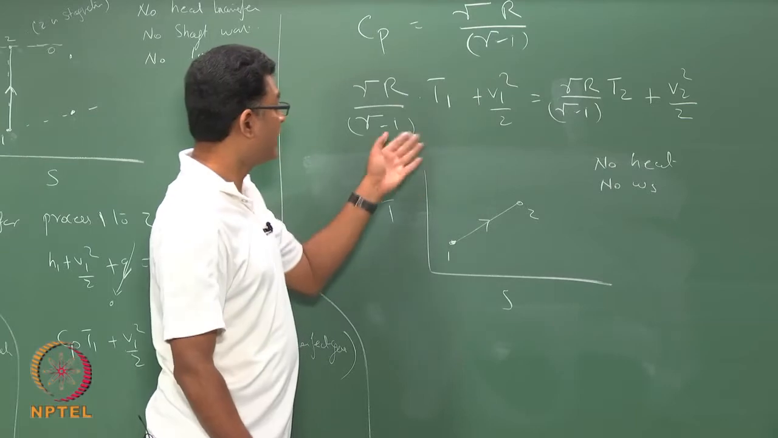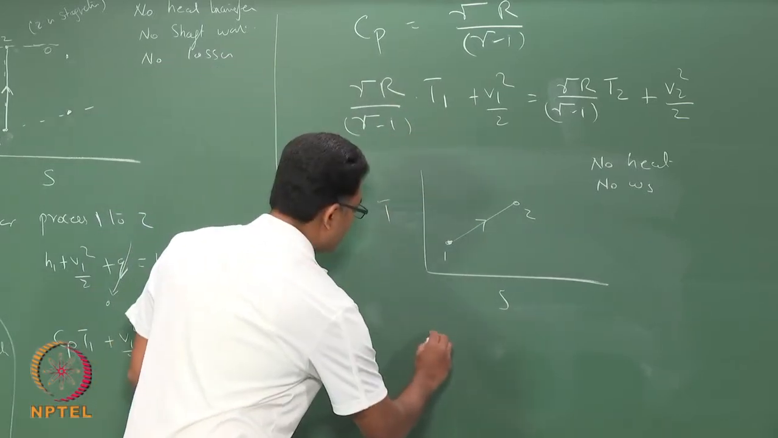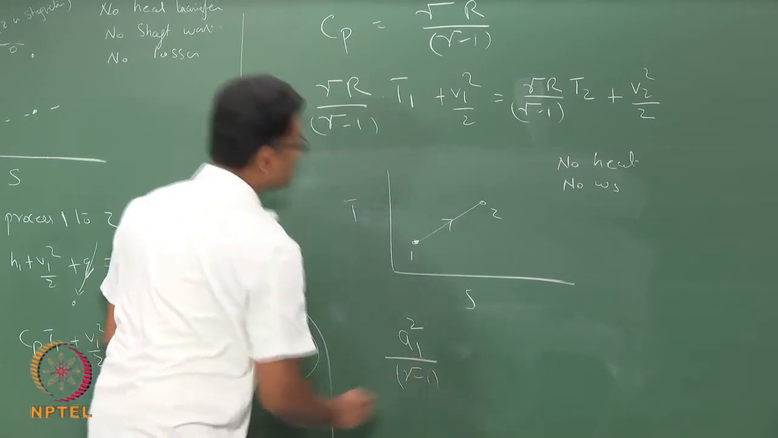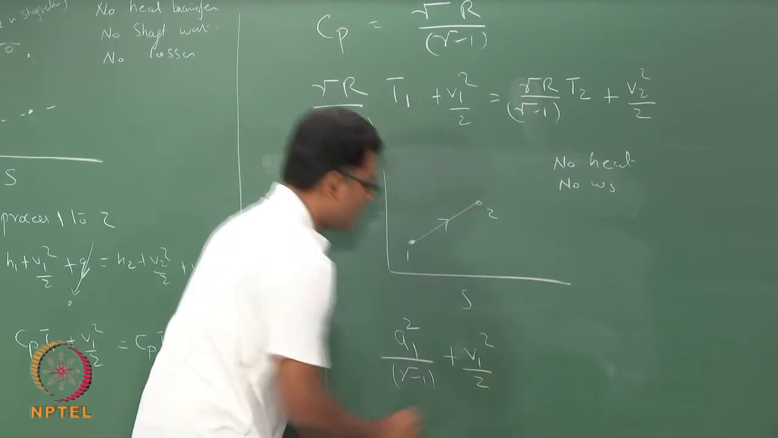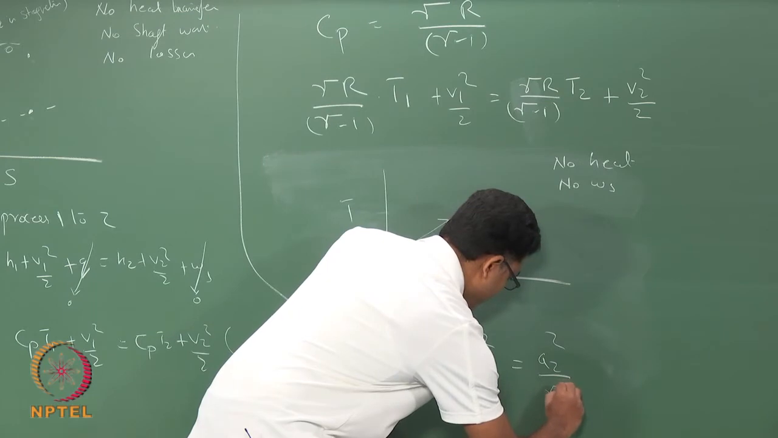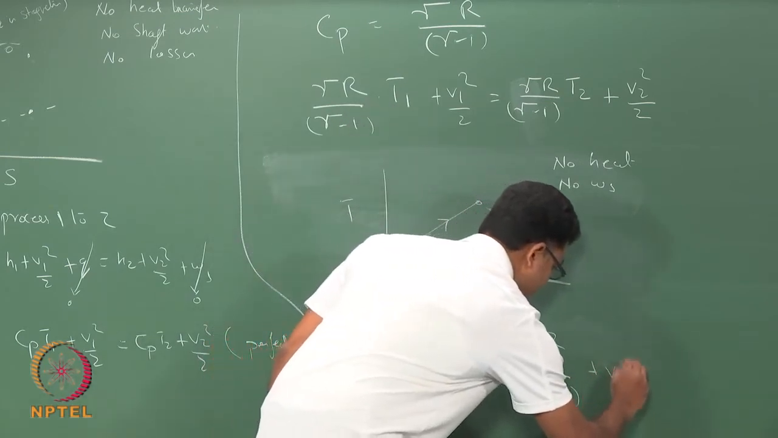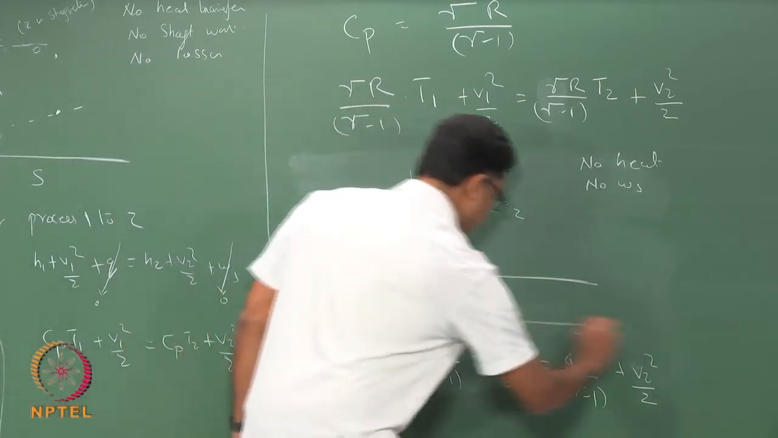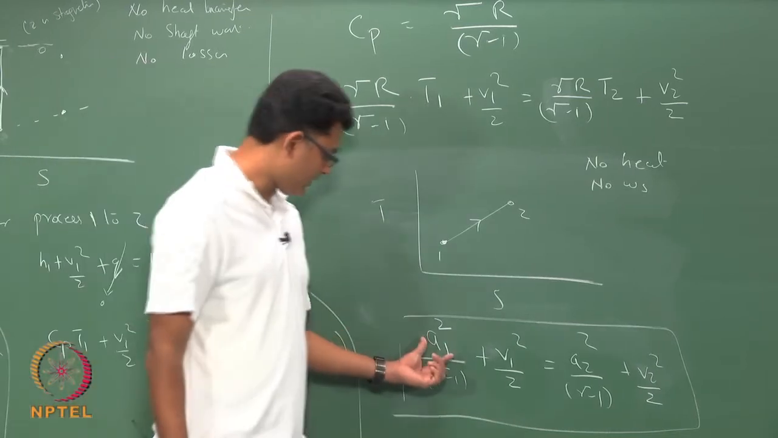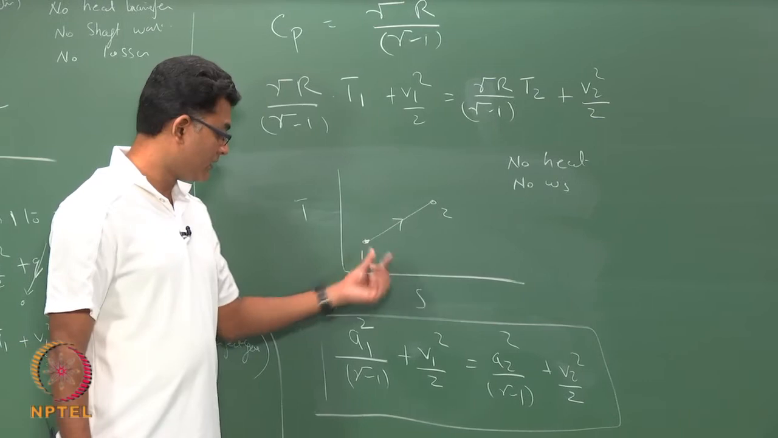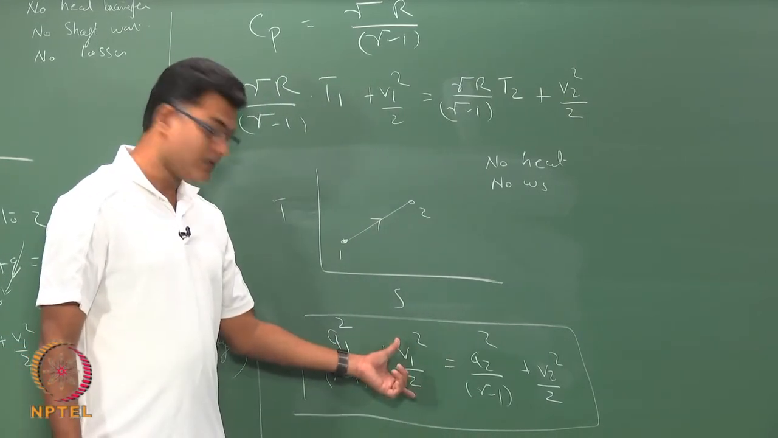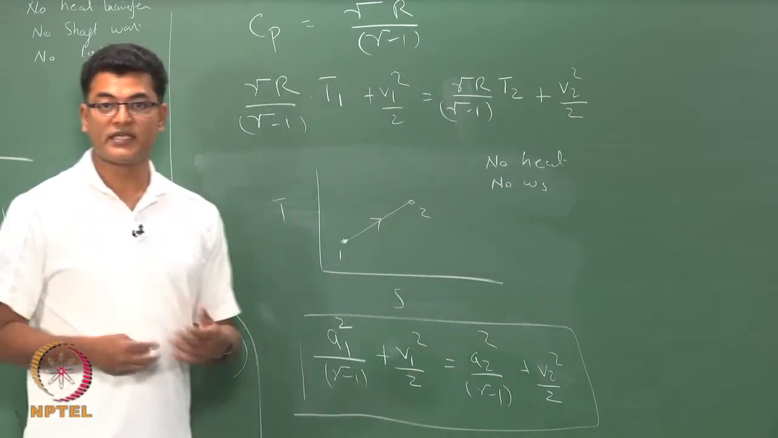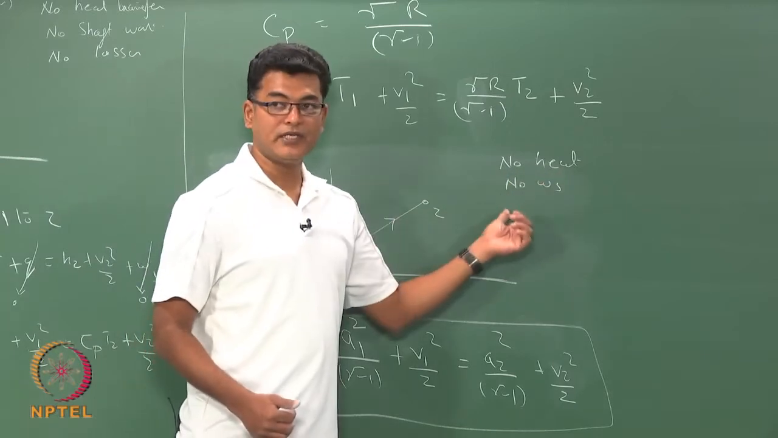same, which is what we have written here, and I can reduce it to this form, where now T1 is my A1 square by gamma minus 1 plus V1 square by 2 equals A2 square by gamma minus 1 plus V2 square by 2. So, if I know my sound velocity that is associated with state 1, then I have this relation. This is the kinetic energy with the fluid velocity. This is the kinetic energy with the sound velocity, and you can equate that if the stagnation enthalpy is same. That happens when there is no heat, there is no work.